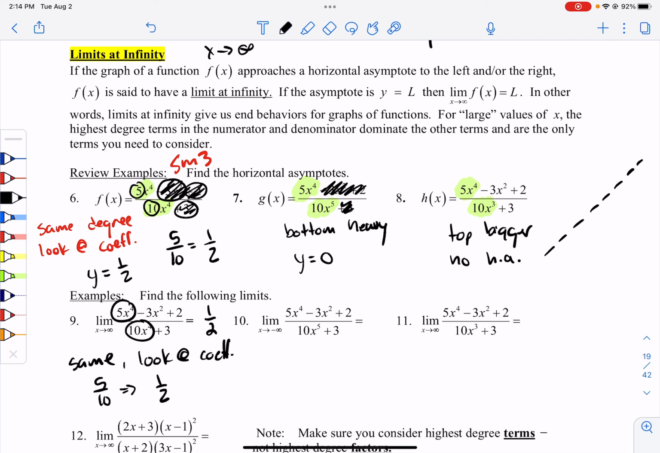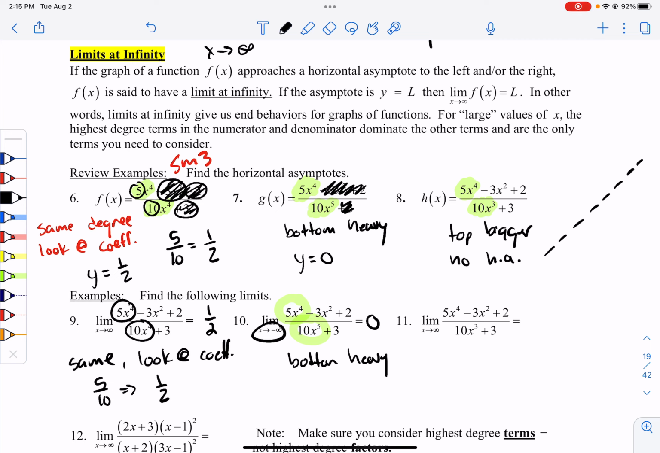Right? Now number 10 looks like the one right above it. I look at my degrees and my degrees. This one is bottom heavy. It's the words we're going to use. It's bottom heavy because x to the fifth is bigger, and that means the exact same thing it meant in math 3. The bottom is so much bigger that as I go to infinity or negative infinity, it doesn't matter, my function is going to go to 0 because I'm plugging in infinity. Same answer.